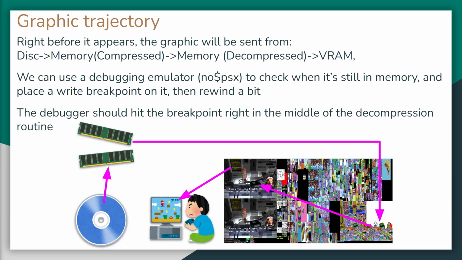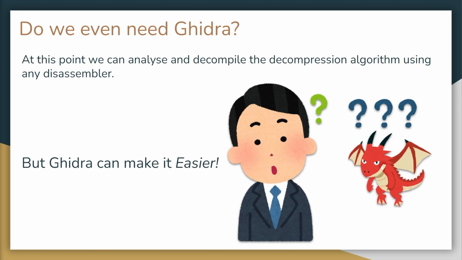That is, we make the program break or stop right when that uncompressed data is being written. And then we can rewind a little bit before that happens. In theory, the debugger should break. It should hit the breakpoint right in the middle of the decompression routine.